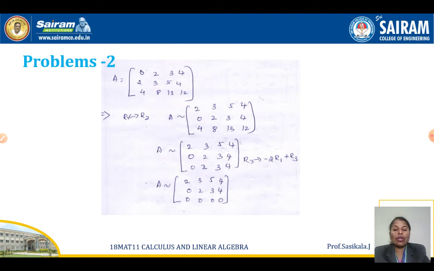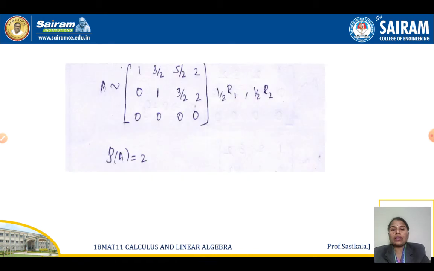But in the second rule, the first entry of every non-zero row must be 1. So for that reason, we divide R1 and R2 by 2. So we get 1, 3/2, 5/2, 2 and 0, 1, 3/2, 2, then 0, 0, 0. So what is the rank of the matrix? It is 2 because there are 2 non-zero rows.